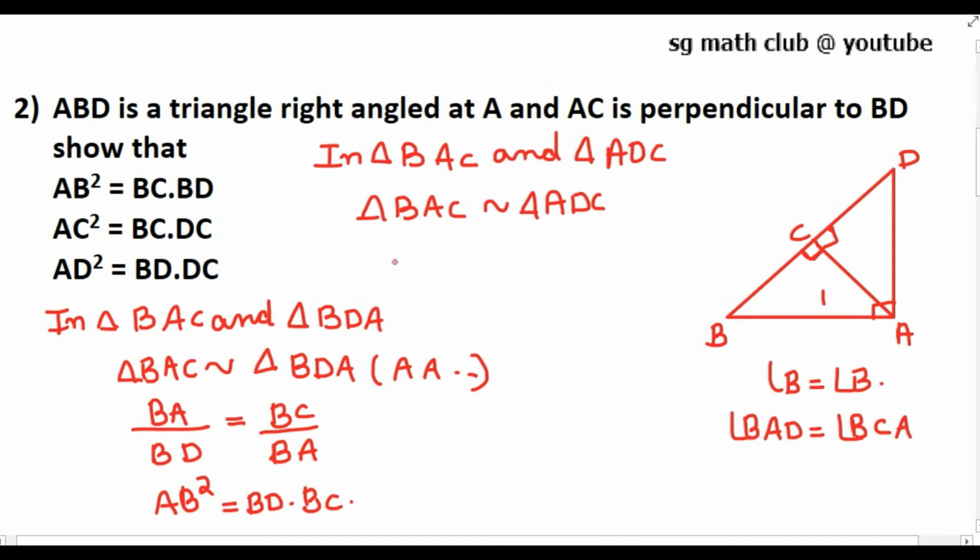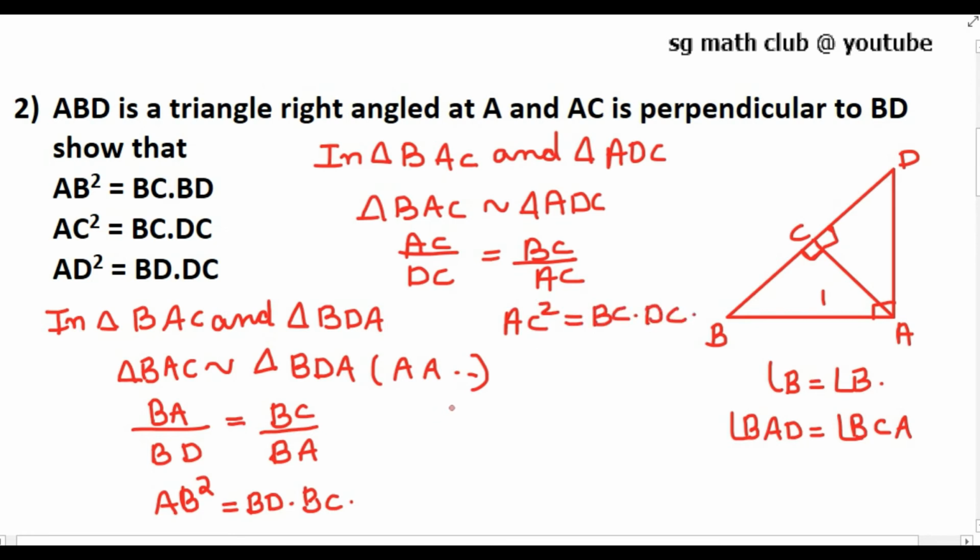Now if I write the ratio, I have AC divided by DC equal to BC divided by AC. Now if you cross multiply, I have AC square is equal to BC into DC.